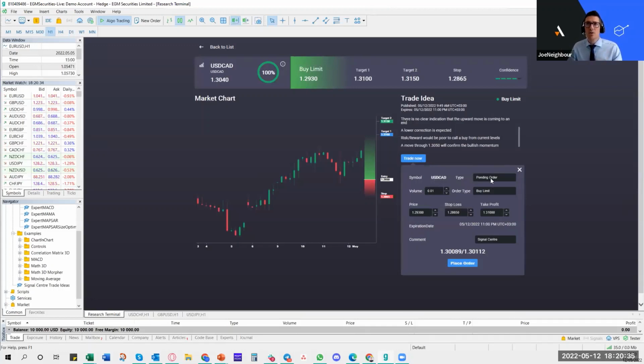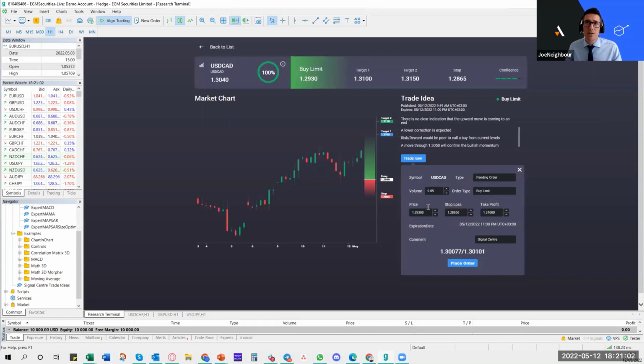We can see that the order type is a pending order because we're looking to buy the market on a dip. That's why we've got the order set here as a buy limit. The volume has been populated at 0.01. We don't know your personal circumstances, so we're not in a position to make any suggestions about how big or small you should be trading certain instruments. So we've just pre-populated this at the minimum deal ticket level. Of course, if you want to change this, you can feel absolutely free to do so.